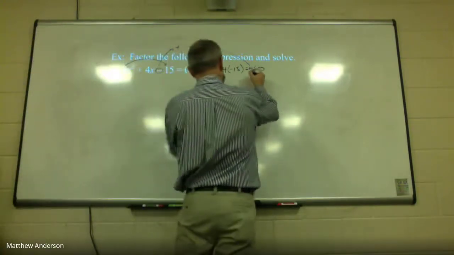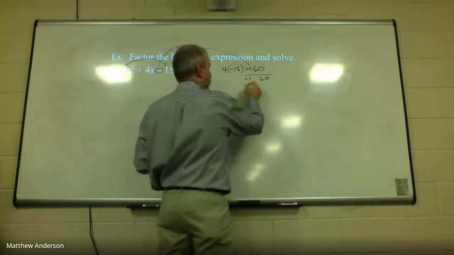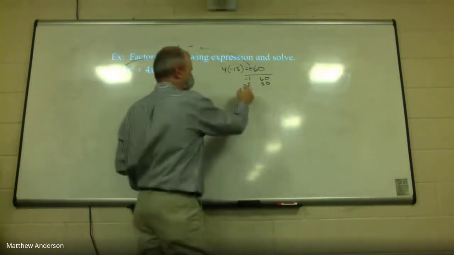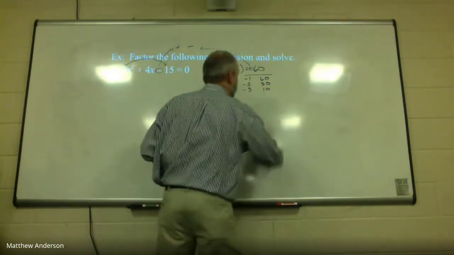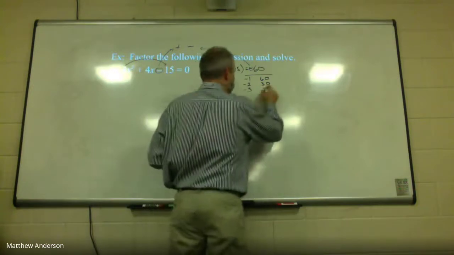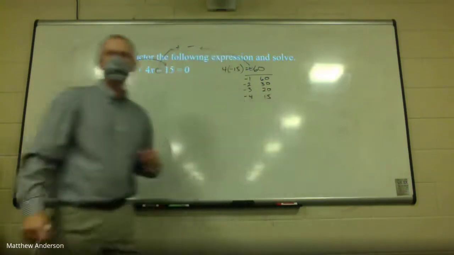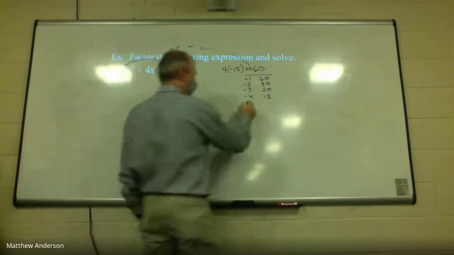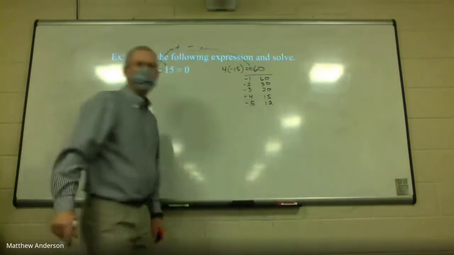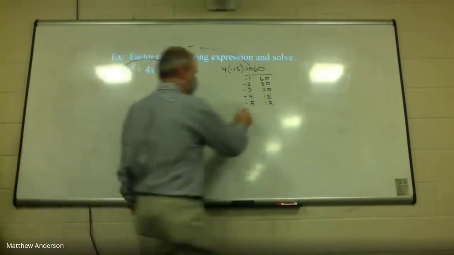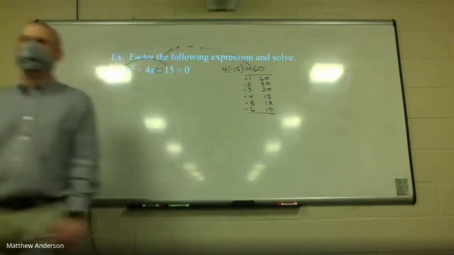Bigger one's positive. Negative 1 and 60 doesn't add up to 4. Negative 2 and 30 doesn't add up to 4. Negative 3 and 20 doesn't add up to 4. Negative 4 and 15 still doesn't add up to 4. Negative 5 and 12 doesn't add up to 4. Negative 6 and 10, oh, finally, there it is. That adds up to be 4.